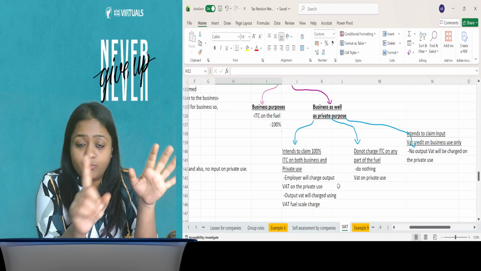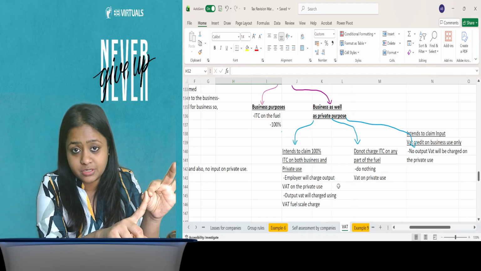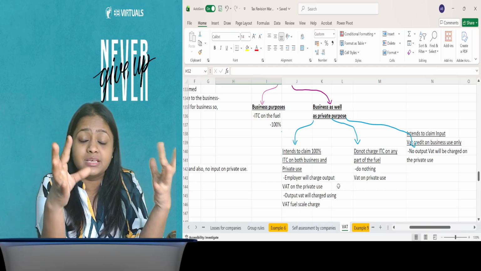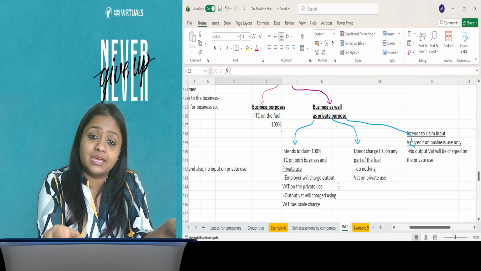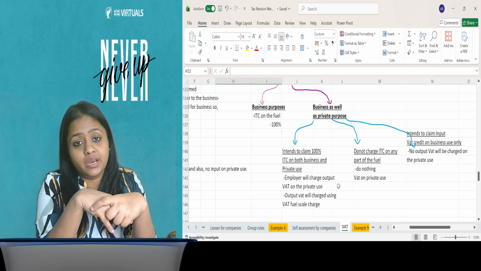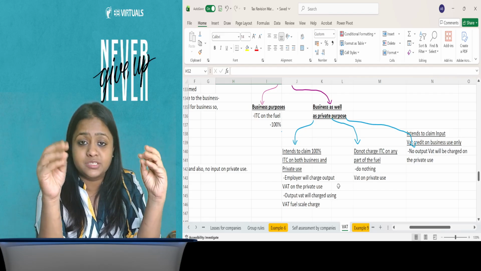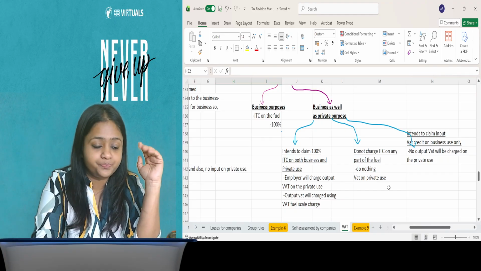Number one, like what I suggested, take the full input VAT and show output VAT on the private journey. Number two, don't take any input VAT credit. Leave aside business and personal, leave the entire input VAT. Or third, if you can segregate, then take the input VAT credit only on business purchase, only on the business miles travelled or business fuel. Clear? Done? That's the only thing that you need to do.